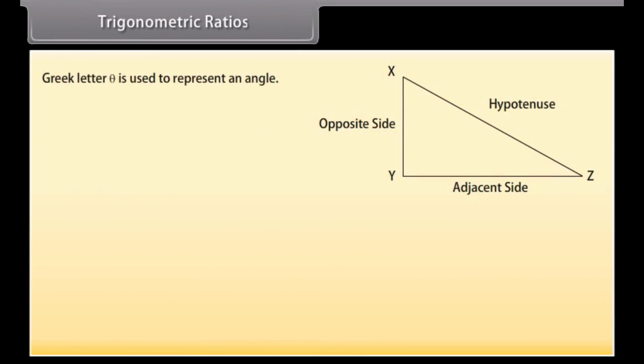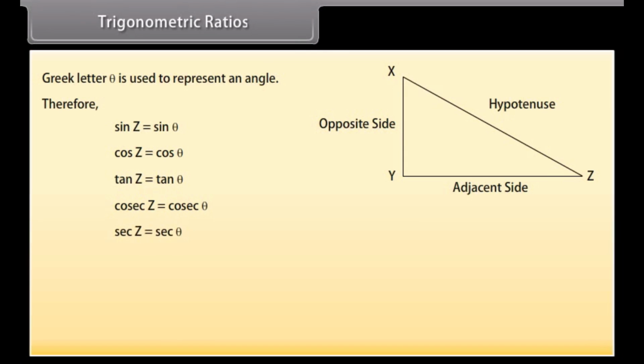Greek letter theta is used to represent an angle. Therefore, sine Z may be written as sine theta. Similarly, cos Z is equal to cos theta, tan Z is equal to tan theta, cosec Z is equal to cosec theta, sec Z is equal to sec theta, and cot Z is equal to cot theta.